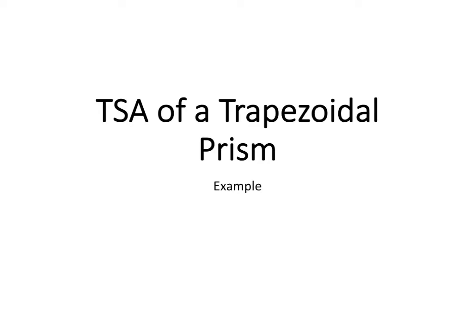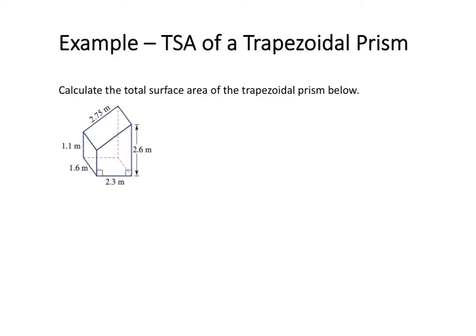In this video, we're going to have a look at how we calculate the total surface area of a trapezoidal prism. In this example, we want to calculate the total surface area of the shape shown below. Because there is no formula for a trapezoidal prism, the best way to calculate the total surface area of that shape is to draw the individual sides, calculate their areas, and then add them together.